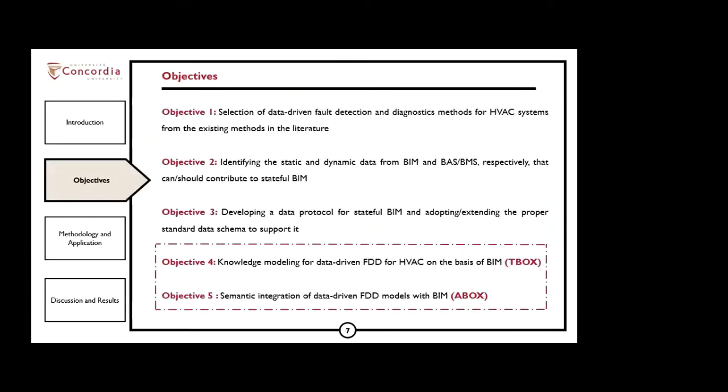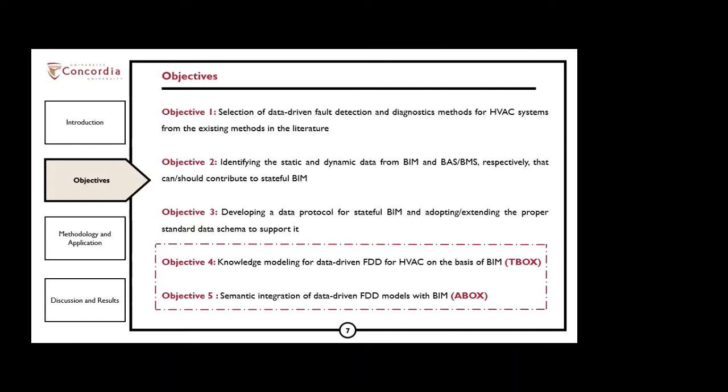These are my overall 5 objectives for my PhD research. The students' focus would be on my fourth and fifth objectives. In the fourth, I will be looking at how knowledge modeling is done for the data-driven models, including the BIM part. The fifth objective is how to semantically integrate these data-driven FDD models with BIM.